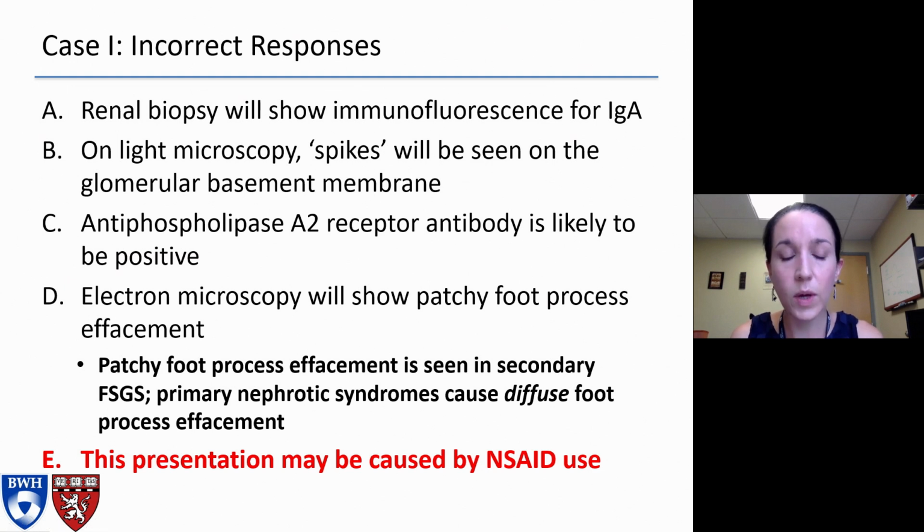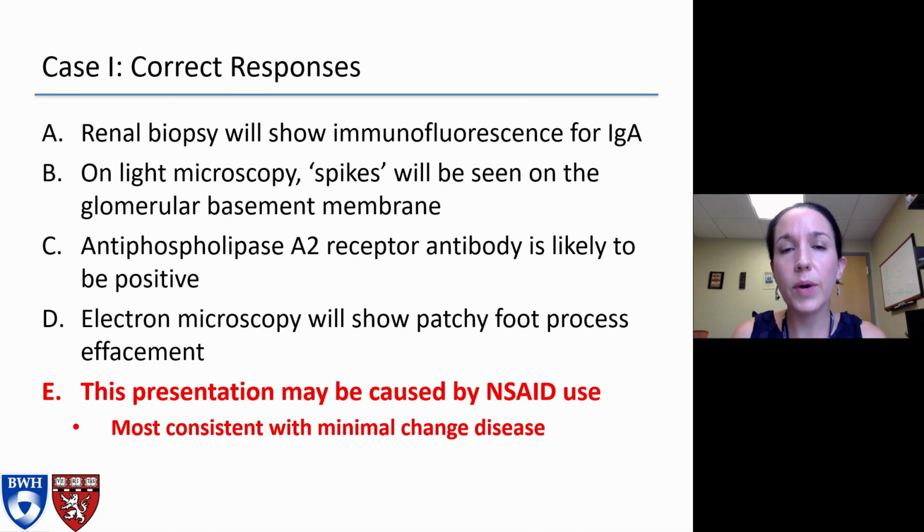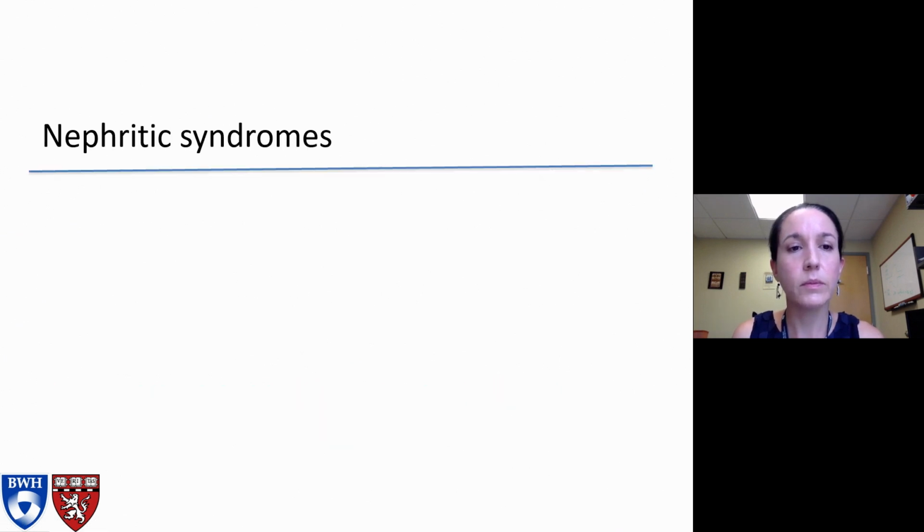So to those of you who chose the NSAIDs, you were correct. So this presentation is most consistent with minimal change disease, which can rarely be caused by NSAID use. So it's a tricky question, but hopefully illustrated some helpful points.